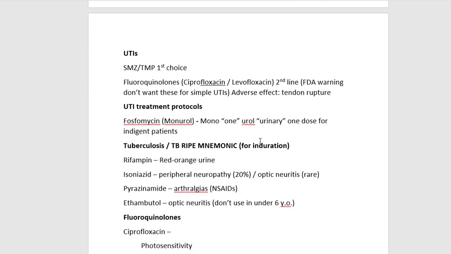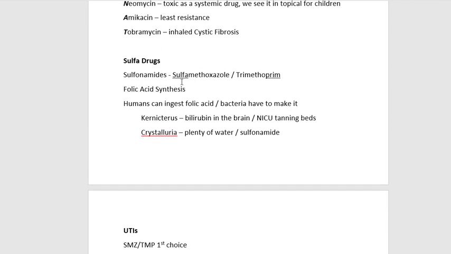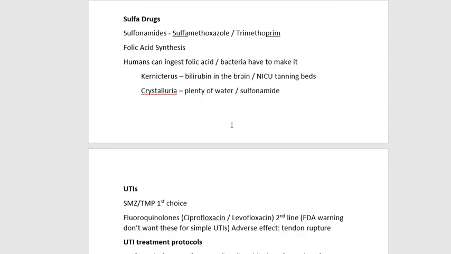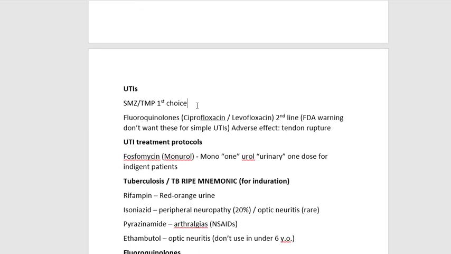Okay. Treatment for UTIs has changed quite a bit. So SMZ-TMP is just an abbreviation for sulfamethoxazole and trimethoprim, taking the S, the M, and the Z, and the T and the M and the P. It's first choice. Fluoroquinolones used to be first choice for simple UTIs, or uncomplicated UTIs is maybe a better way to put it.